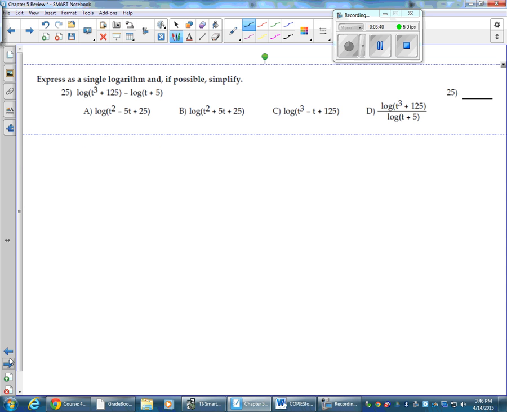Number 25, express as a single logarithm. Okay, there's not a base, they're both logs, so I'm going to write log once. It's minus, that means it's going to be a division problem. What comes first is going to be t cubed plus 125, that's going to go on the top, and then on the bottom is going to be t plus 5.